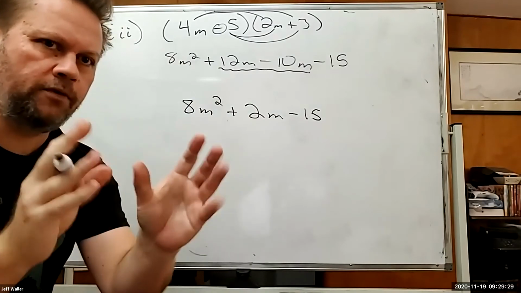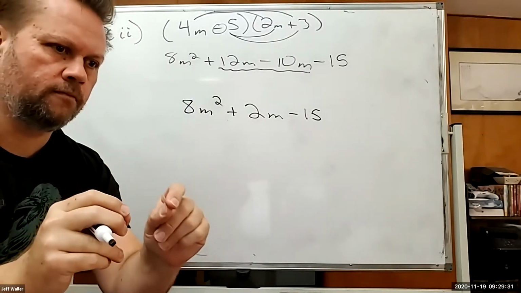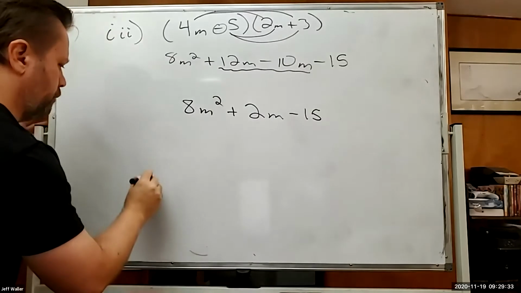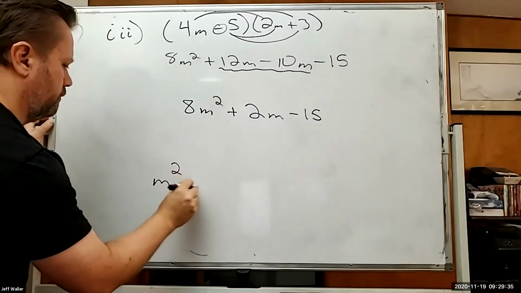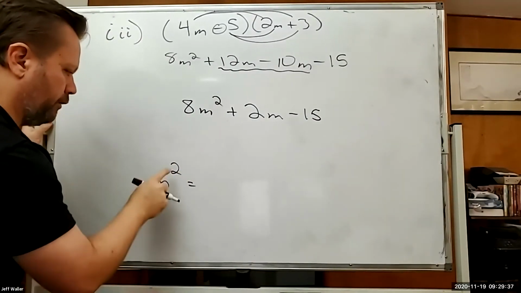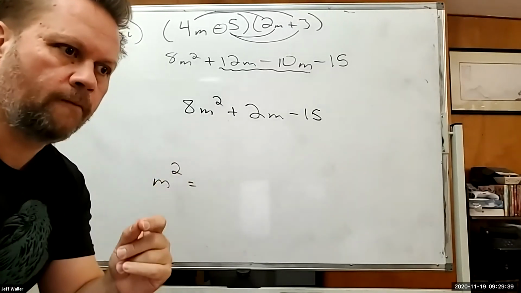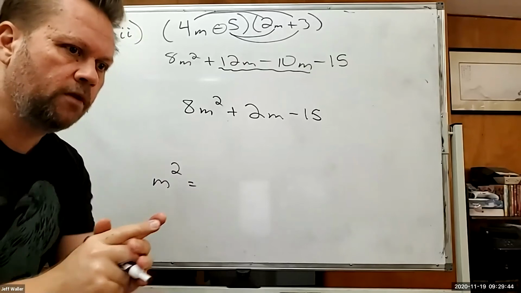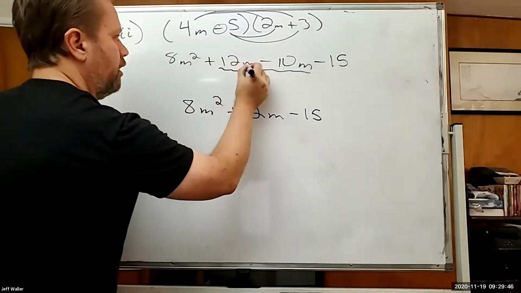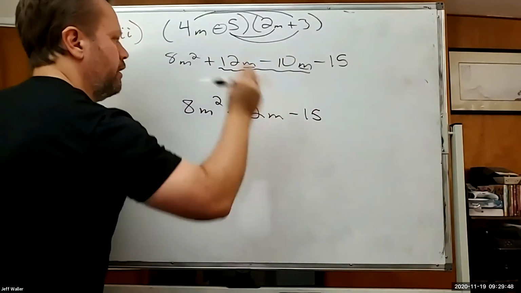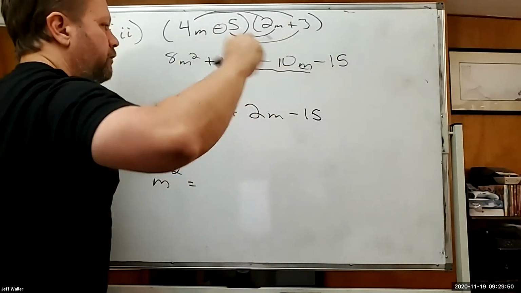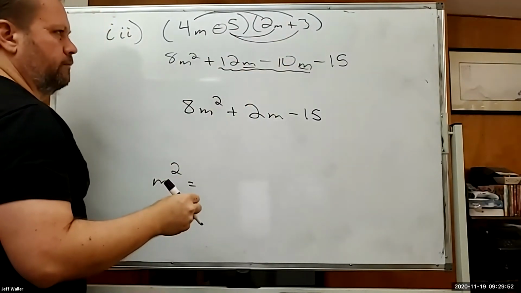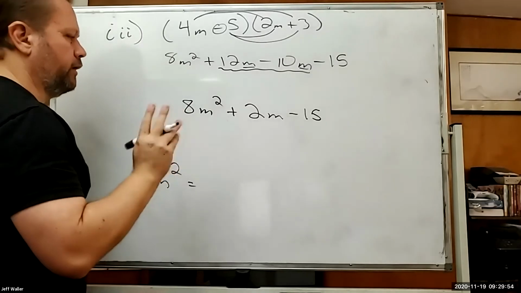What do exponents mean? What would m squared mean? Fundamentally, what does the squared tell you? M times M. Yes, it's based on multiplication. So exponents can only change if I am multiplying or dividing. So be really careful.